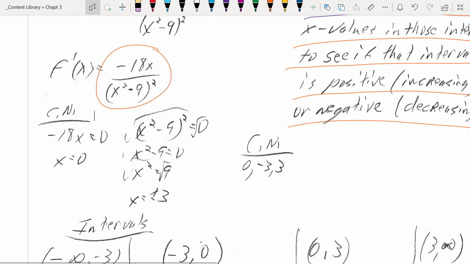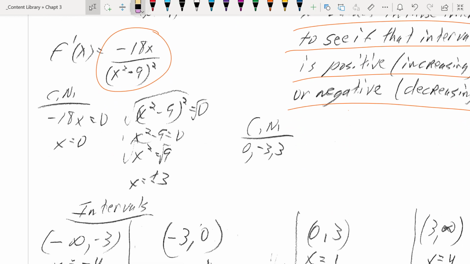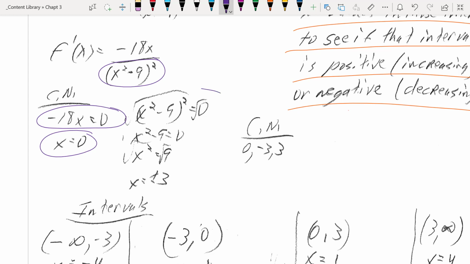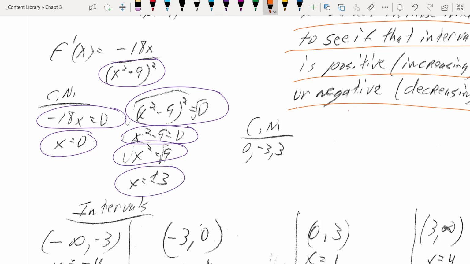Now from the first derivative, I'm going to find the critical numbers. Remember, your critical numbers come from taking the numerator and setting it equal to 0. So take negative 18x, set equal to 0. Divide both sides by negative 18, and I get x equals 0. There's a critical number right there. Now I take the denominator, x squared minus 9 squared, set it equal to 0 and solve. I take the square root of both sides and get x squared minus 9 equals 0. I add 9 to both sides, so x squared equals 9. I take the square root and get x equals plus or minus 3. So my critical numbers are 0, negative 3, and positive 3.